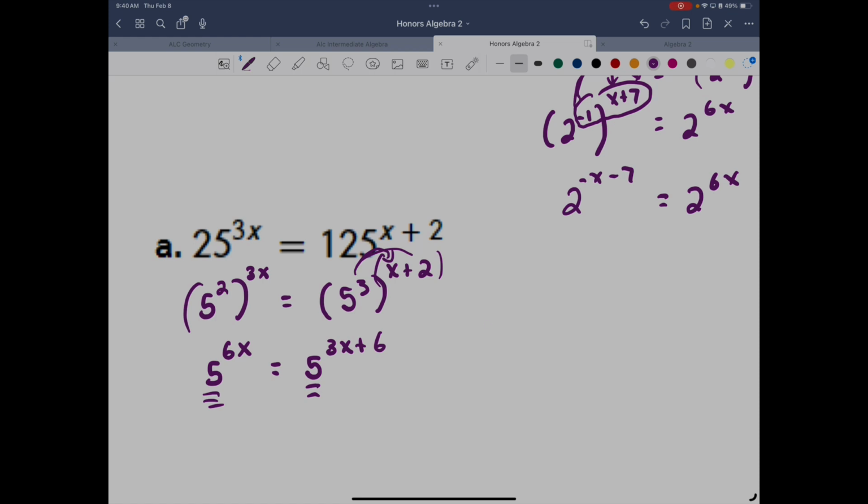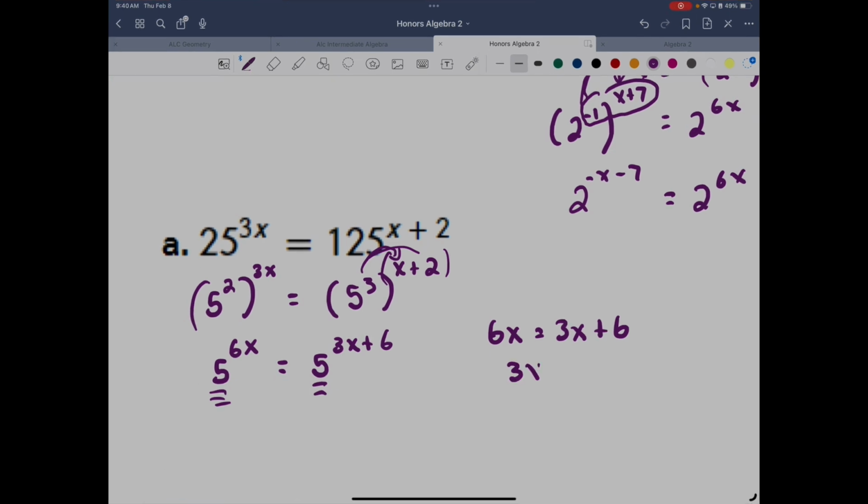Now that they have that common base, the property of equality that we talked about says that the exponents now have to be the same. So 6x is equal to 3x plus 6. Subtract 3x from both sides. 3x is equal to 6. x is equal to 2. And that's your solution for that one. And you're essentially done.